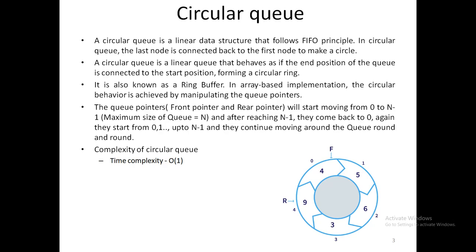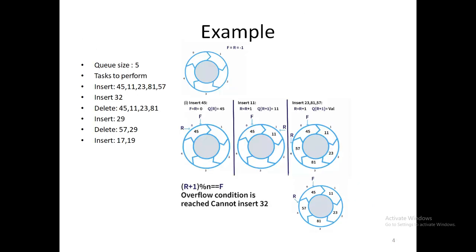So there are 2 pointers, front and rear, ranging from 0 to n. If the maximum size n minus 1 is reached, it needs to go back to 0. The complexity of the circular queue is O of 1. Here the size is 5. So the indexing starts from 0, and 0 starts from the upper level.